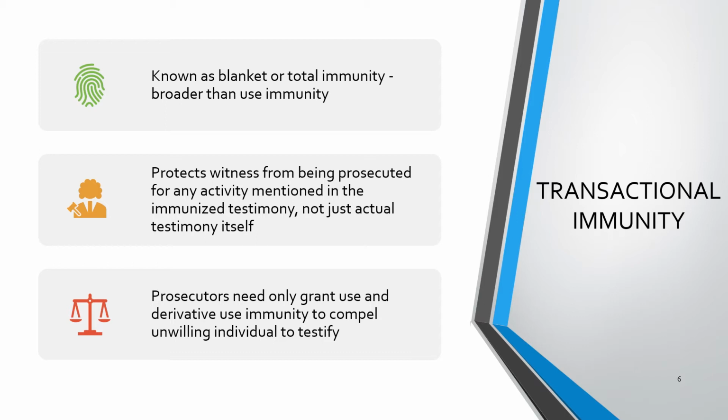Whereas, if Sammy was granted transactional immunity, he couldn't be prosecuted for William's murder at all, regardless if independent evidence was found. Please note that the Supreme Court in Kastigar versus the United States held that prosecutors need only grant use and derivative use immunity to compel an unwilling individual to testify. The court stated that this type of immunity is sufficient under the Fifth Amendment's privilege, even though the immunity does not guarantee that the individual will not be prosecuted, as noted in the Sammy the Bull example.